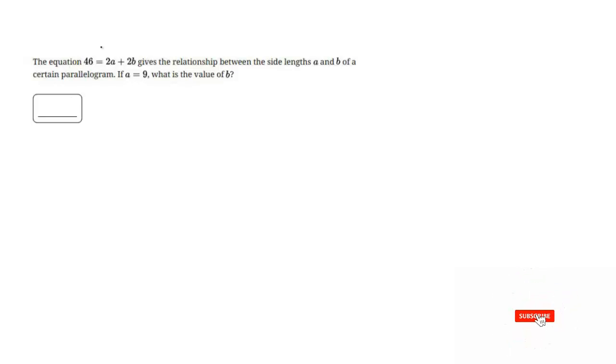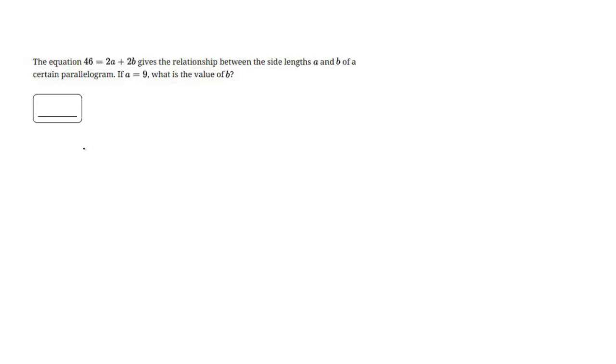All right, so in this SAT practice question, the question says the equation 46 is equal to 2a plus 2b gives the relationship between the side lengths A and B of a certain parallelogram. One thing about a parallelogram is the opposite sides are of equal length, actually. So this is just giving us the relationship between the length and the width of that parallelogram. So it's just an equation that requires substitution.